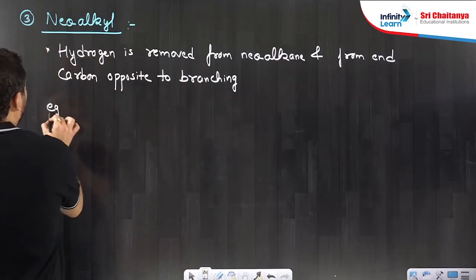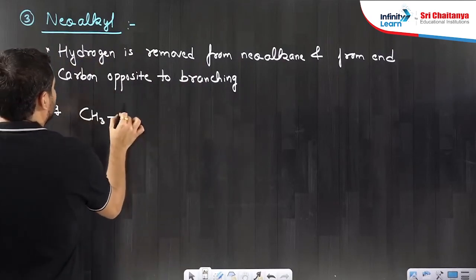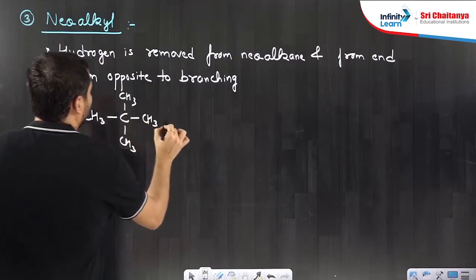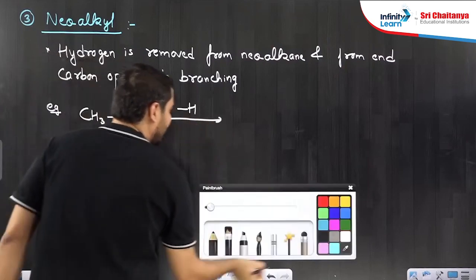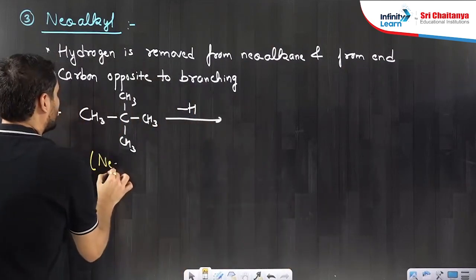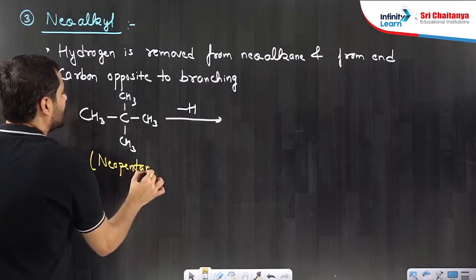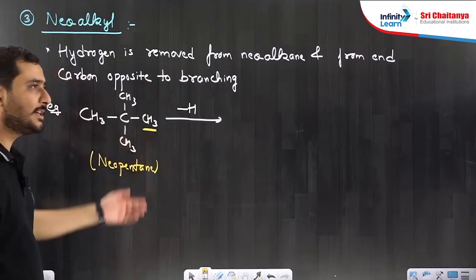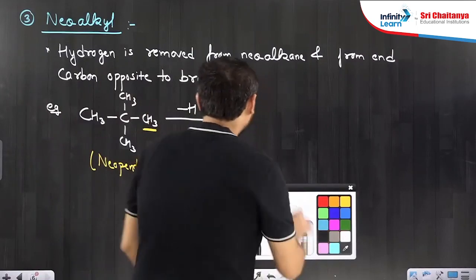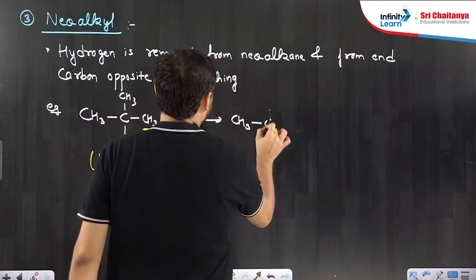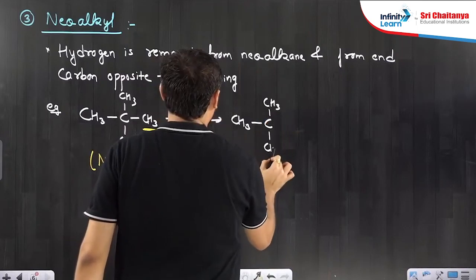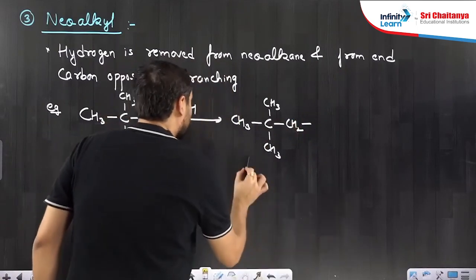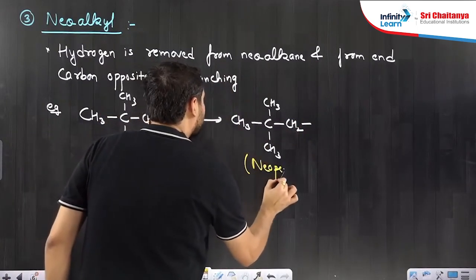So if we take the example of neopentane, CH3C(CH3)(CH3)CH3, the name of this compound is neopentane. This is the structure for neopentane. Now from this side we do the numbering 1, 2, 3, which is the opposite end? This is the carbon opposite to branching. Remove one hydrogen from it. So what do we get? CH3, CH3, CH3, and here CH2, one valency is vacant. So this group is called neopentyl.